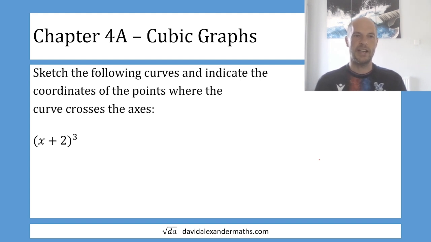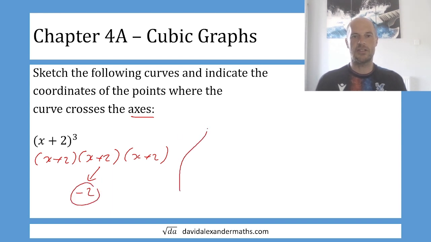Sketch the following curve and indicate the coordinates of the points where the curve crosses the axes, so plural. Okay, so this is x plus 2 cubed, so x plus 2, x plus 2, x plus 2, and you're only going to get one solution, which is -2. So we know that it's a positive cubic, and if there's only one solution, then it's going to look like that, cutting through at -2.